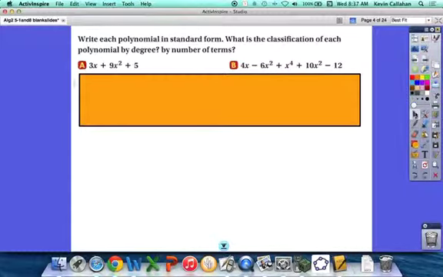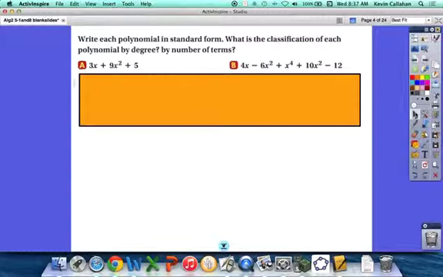When it's going to give you a polynomial, but it won't be in the standard form, right? If it's like this one here, how would you rewrite that to be in the standard form? What would be the first term on the left? The 9x squared, and then the 3x, and then the 5, right?